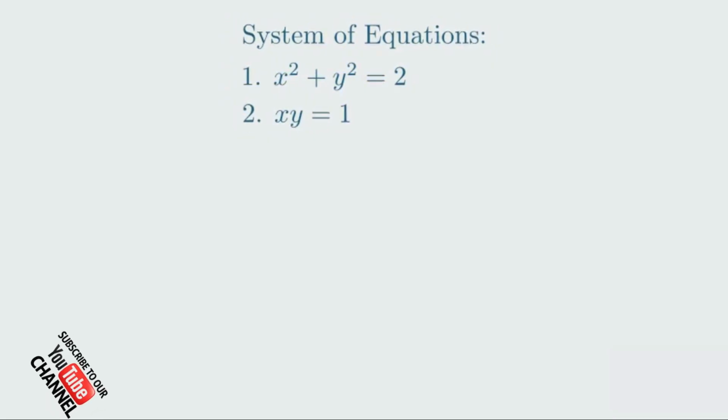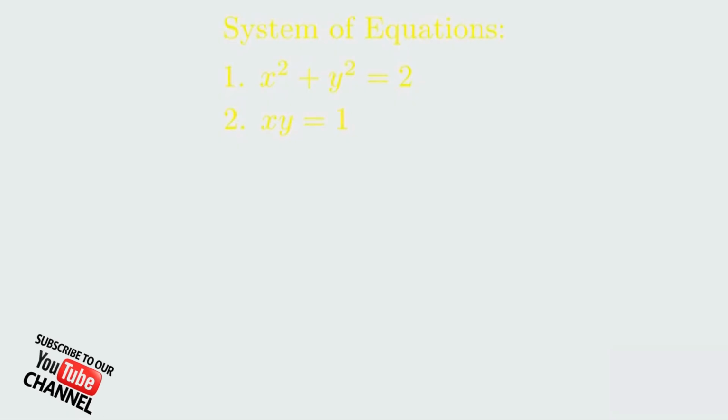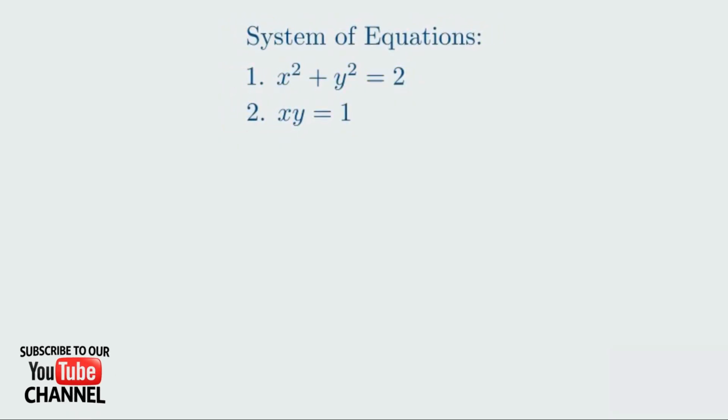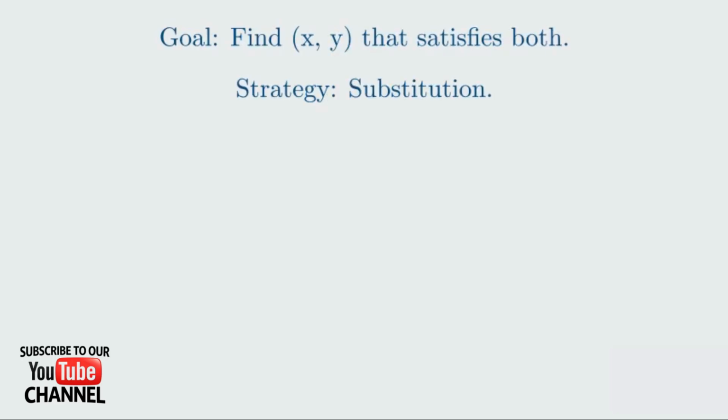In other words, we're looking for pairs of numbers, x and y, that make both equations true at the same time. Our goal is to find all pairs (x, y) that satisfy both equations. Let's start with a common strategy, substitution. Our plan is to use the second, simpler equation to express one variable in terms of the other, and then substitute that into the first equation.